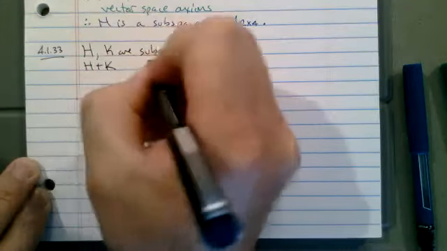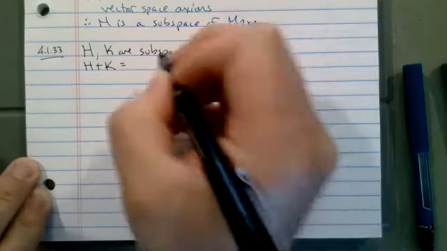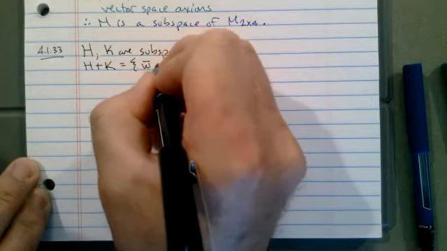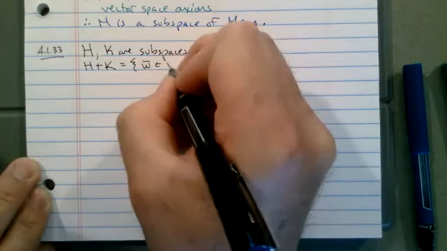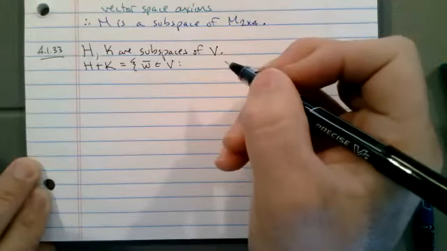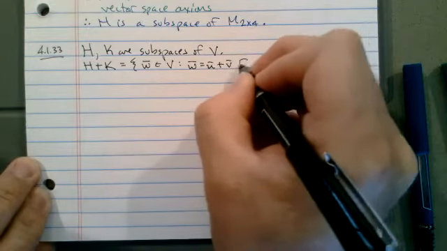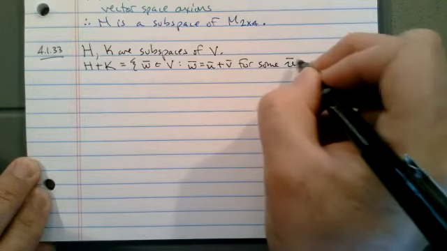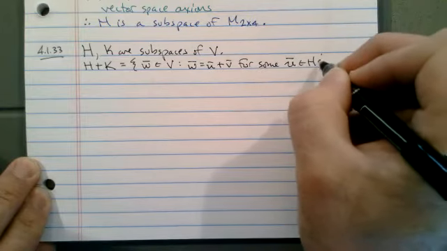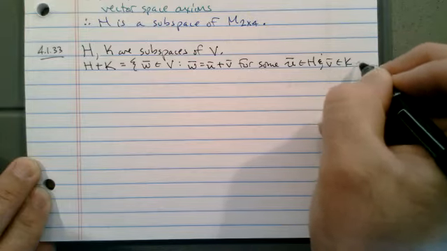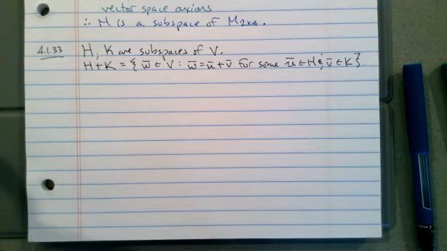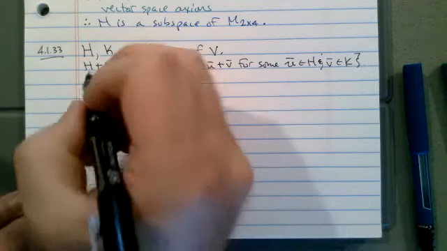H plus K, the sum of H and K, is the set of all vectors W in V such that W is U plus V for some U in H and V in K. So to build the vector space H plus K, we take something from H plus something from K. And we want to show that H plus K is a subspace of V.